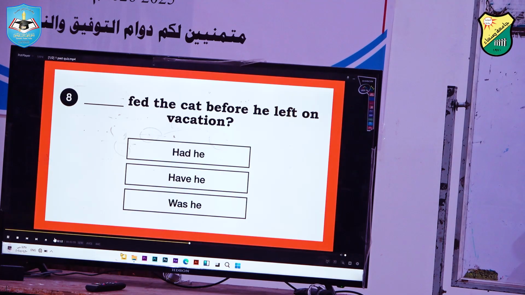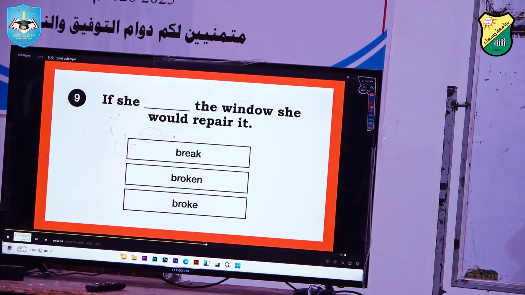Fed. Stop it. You have two actions in the past, because you have before he left. Okay, had he fed. Which action is number one? Fed the cat before he left. Number 9.